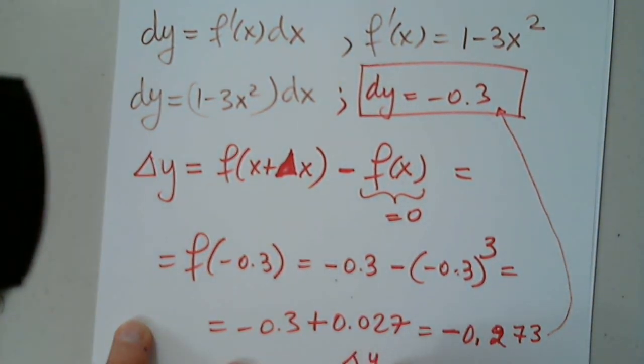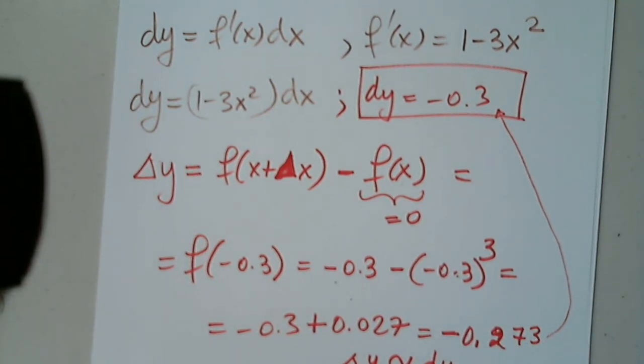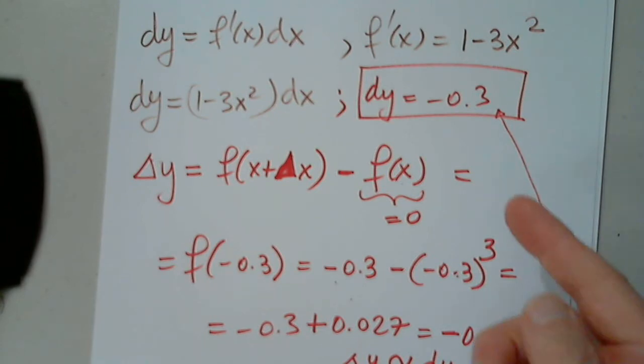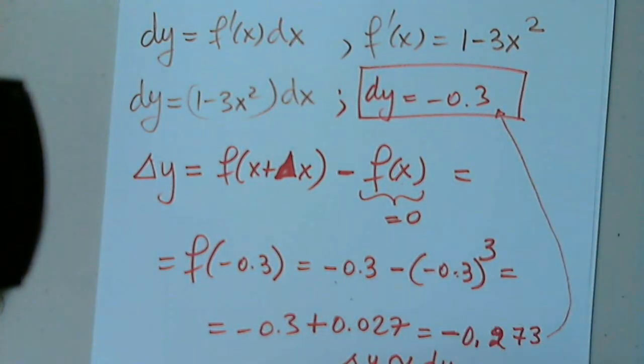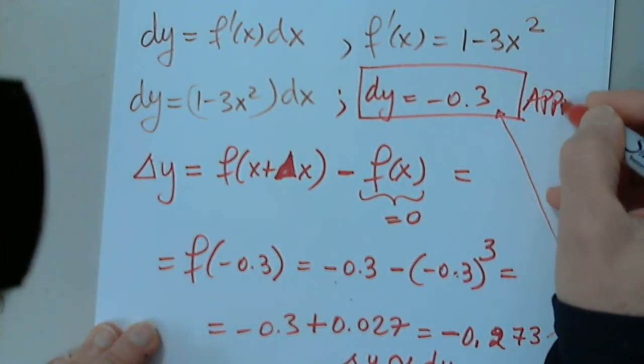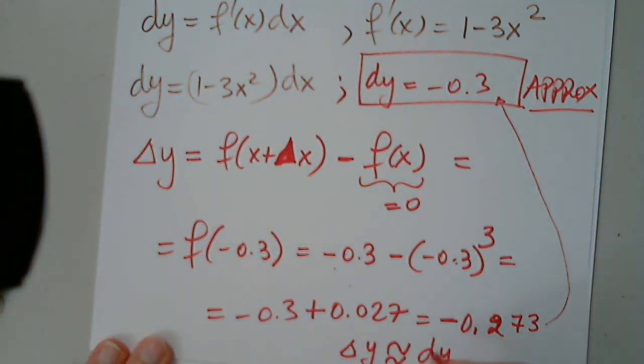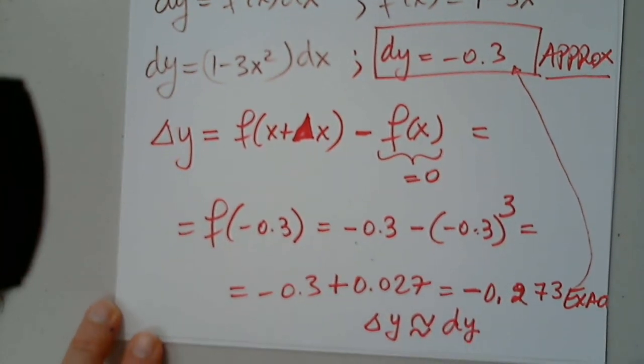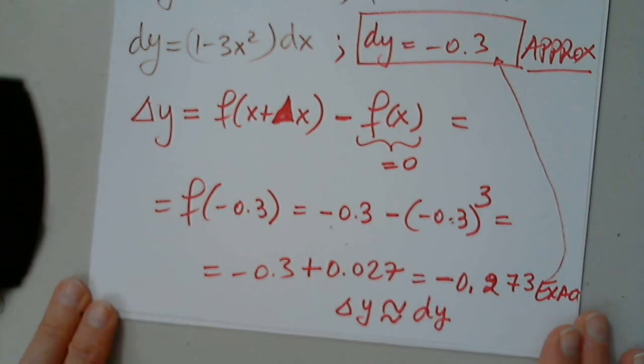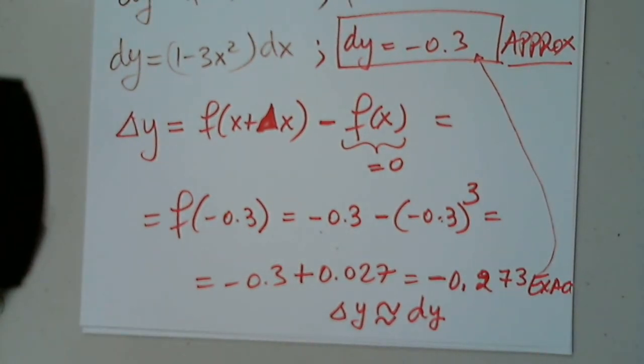So is delta y approximately dy? Yes, it is. Negative 0.273 versus negative 0.3. So this was the approximation, nice and easy to find quickly. And this is the exact. And that's all I had to say for and about this chapter.